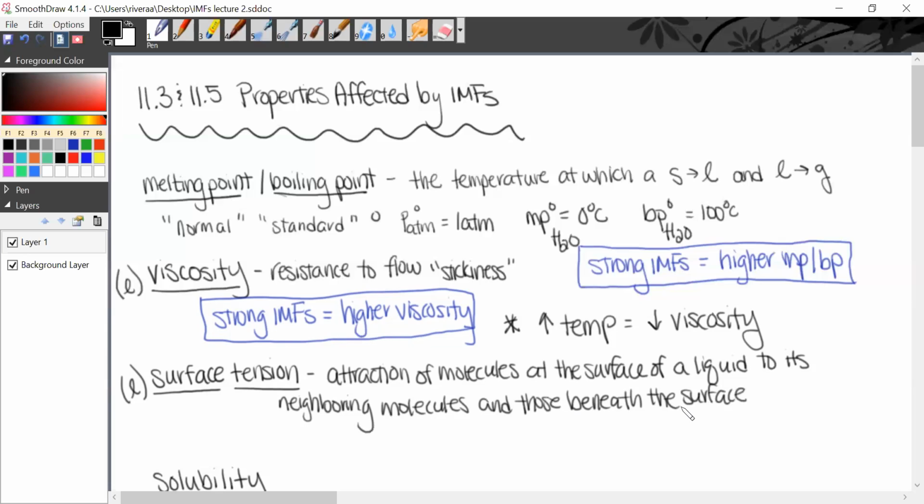And you're like, well, isn't that just IMFs? Yeah, it's just IMFs. But it's making you visualize a molecule on the surface being attracted to the molecules next door and the molecules underneath. And so this attraction side to side and downward creates some tension there. It creates this pulling effect and builds some tension on that surface. The stronger the IMF, the more surface tension you're going to have.